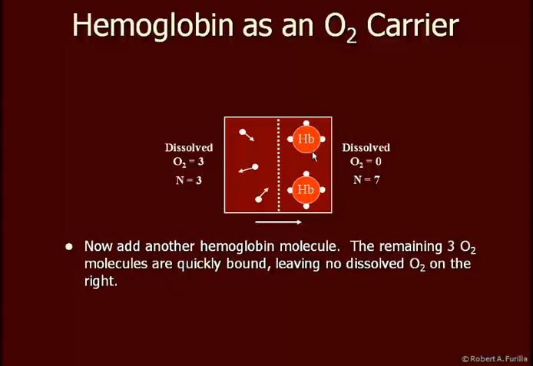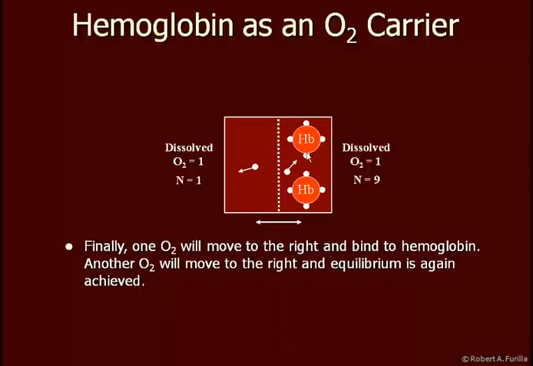If I drop another hemoglobin molecule, it will bind those 3. Now I've got 3 molecules of oxygen on this side, essentially none over here because they're bound to hemoglobin. So one of those will move over, bind to hemoglobin, another one will move over, and so we now have 1 oxygen molecule dissolved on this side, 1 on this side, but the hemoglobin contains 8 molecules. This side now has 9 molecules of oxygen compared to this side. What that means is that hemoglobin is increasing at least the apparent solubility for oxygen. By binding the oxygen to the hemoglobin, it's reducing the partial pressure of oxygen, allowing more oxygen to come in.